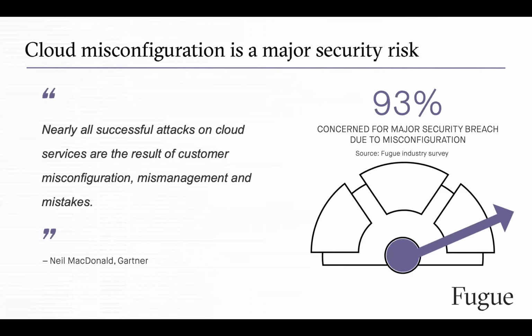So what is cloud misconfiguration and how is it a major security risk? Cloud misconfiguration is getting the settings wrong on cloud services. That sounds simple. It's incredibly hard to get right. It is really easy to make small mistakes that bad guys can exploit to great effect. And we're going to show some of those to you. And the result of that is, according to Neil McDonald at Gartner, nearly all successful attacks on cloud services are the result of customer misconfiguration, mismanagement, and mistakes.